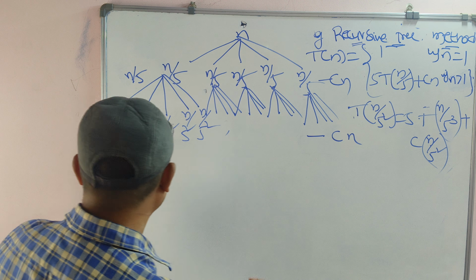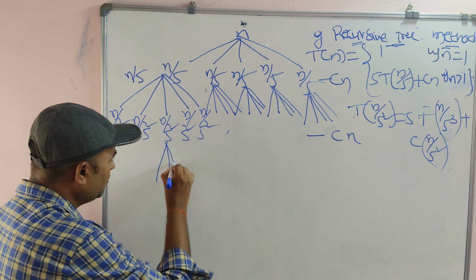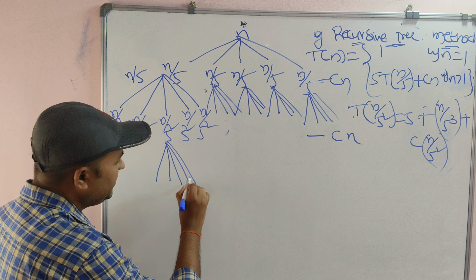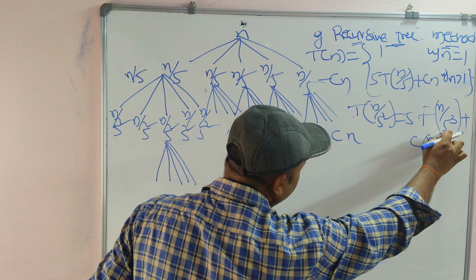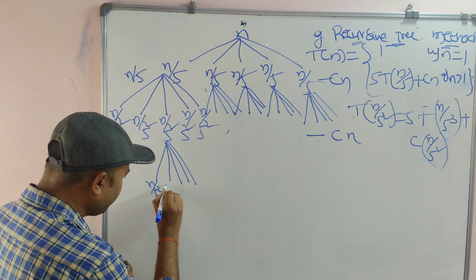Okay. So now let us take this part. So here this part will be divided into 5 parts, where each part will contain n by 5 cube elements. Each part will contain n by 5 cube.